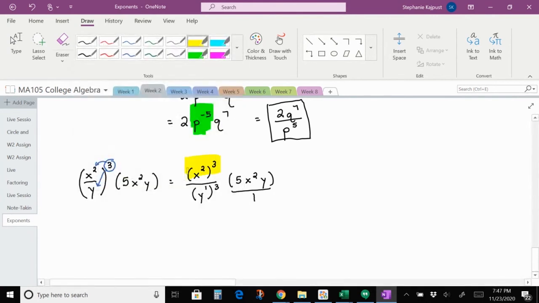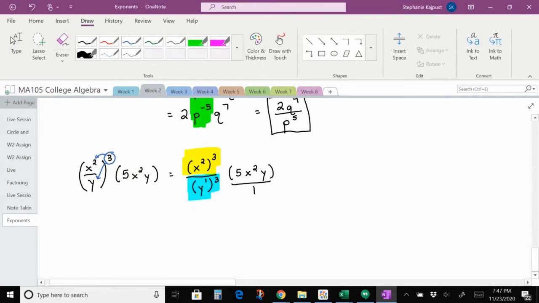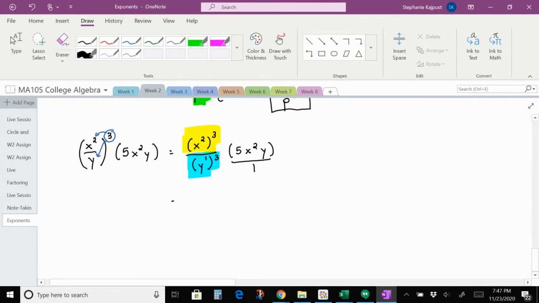Now, just like the previous problem, I need to take care of my multiplication of exponents before I do anything else. So that's going to be the x squared, and then the exponent of 3, and then the y, and then with the exponent of 3. And I'm going to just go straight to the multiplying here. So 2 times 3 is 6, and then 1 times 3 is 3. So that gives us x to the 6th over y to the 3rd. And then I've got this 5x squared y over 1.